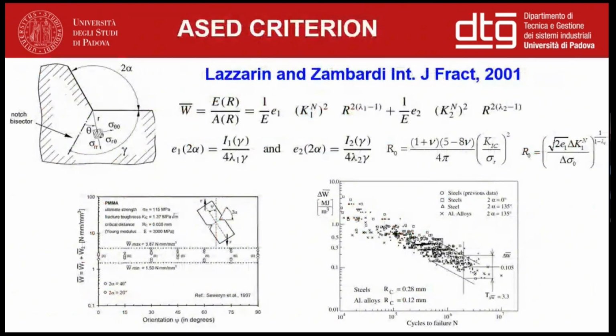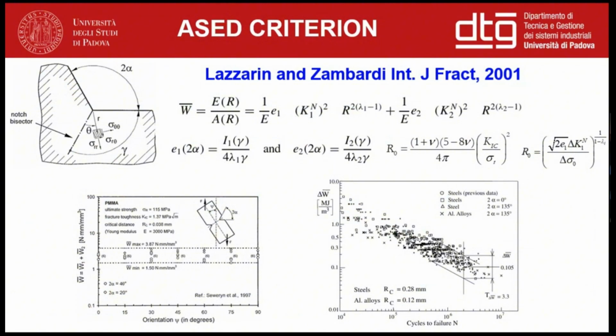So let's move back to the fundamentals of the so-called ASED criterion, which can be dated back to a work from 2001 by Lazzarin and Zambardi, who postulated that the static and the fatigue strength of notched components is controlled by the strain energy density averaged over a circular sector surrounding the notch tip. These are the relevant expressions that have been derived for the average strain energy density.